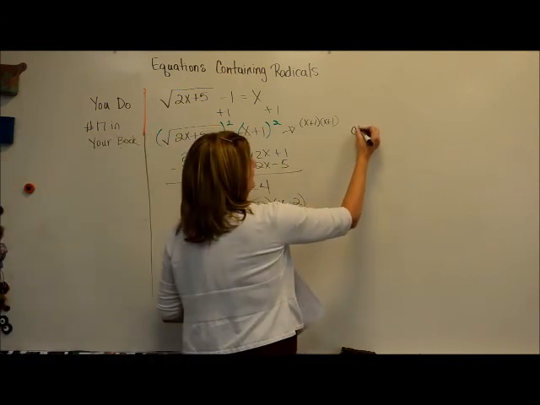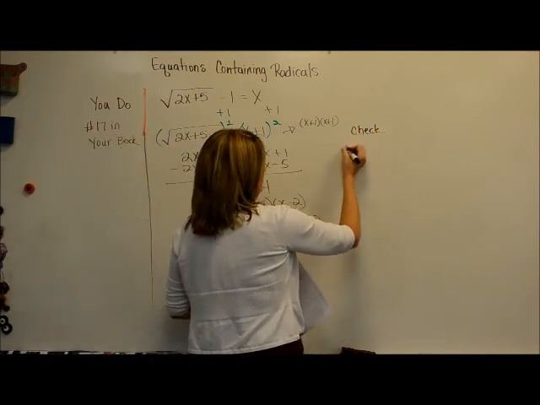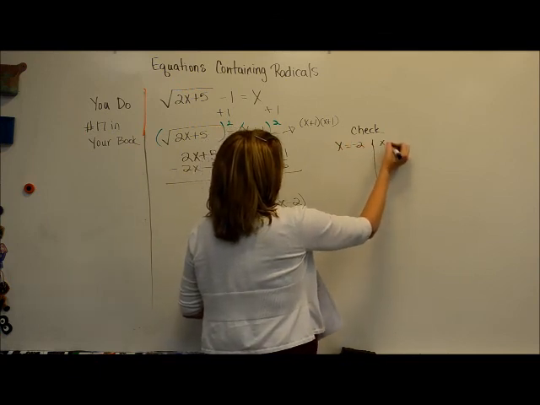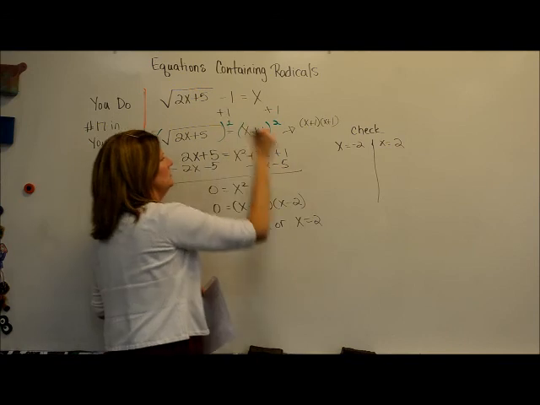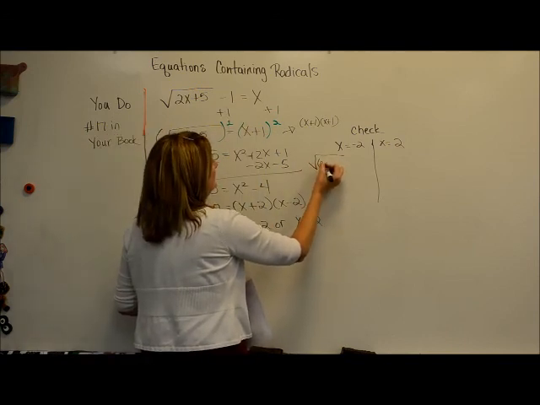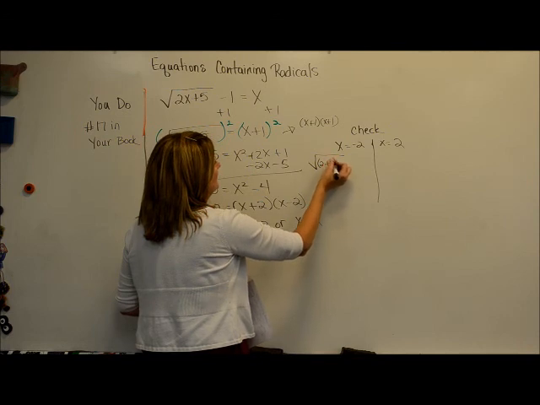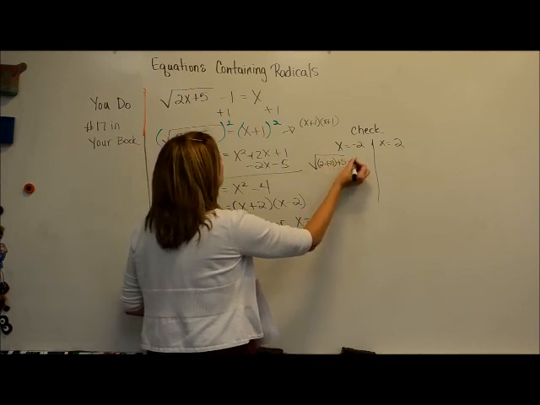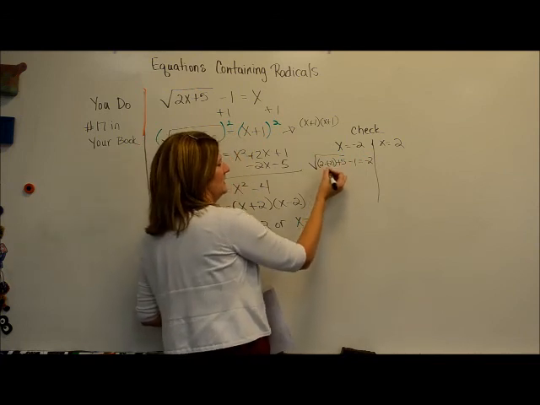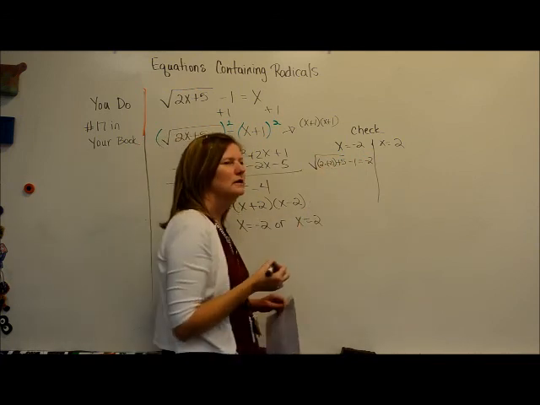Here's my check. So I have x equals negative 2. And then I have x equals 2. Going back into the original equation, so I have square root 2 times negative 2 plus 5 minus 1 equals negative 2. Well, here I have 2 times negative 2 gives me negative 4.